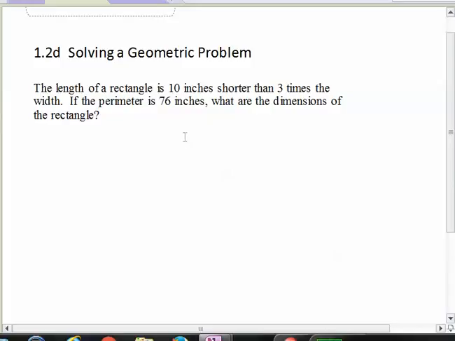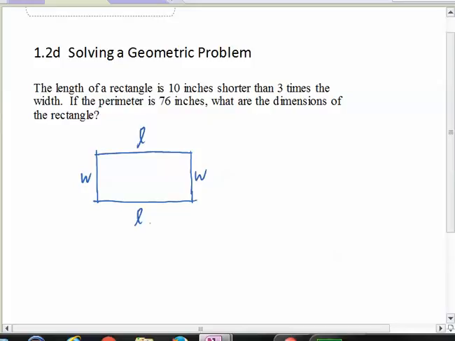Okay, so I'm going to draw a rectangle. The length is 10 inches shorter than 3 times the width. I'm not necessarily going to draw it to scale, but I'm just going to get a rectangle on my paper. So here we go with the rectangle. I'm going to call this the length, and I'm going to call this the width. And we know that the perimeter is adding all that together.